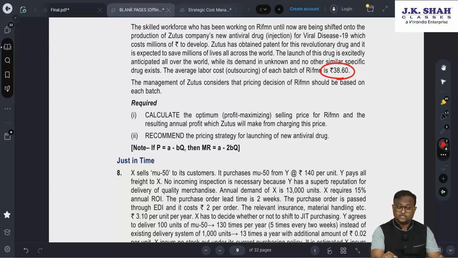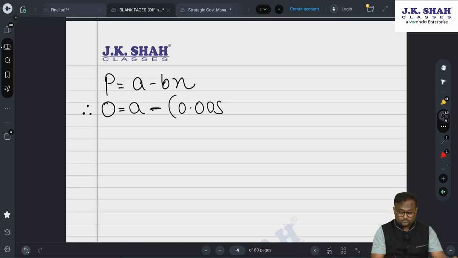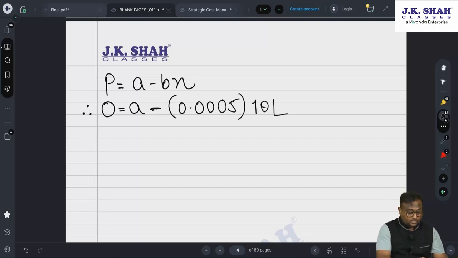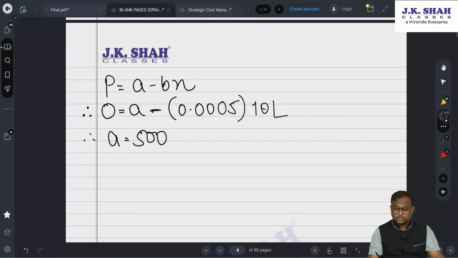So, we are not aware of the price. Since we are not aware of the price, let me find out the price first. So, when my price is 0, my demand is maximum. 0.0005 is the slope and 10 lakhs is the quantity. That gives me A as pricing. When price is 500, I'm selling 10 lakh units.